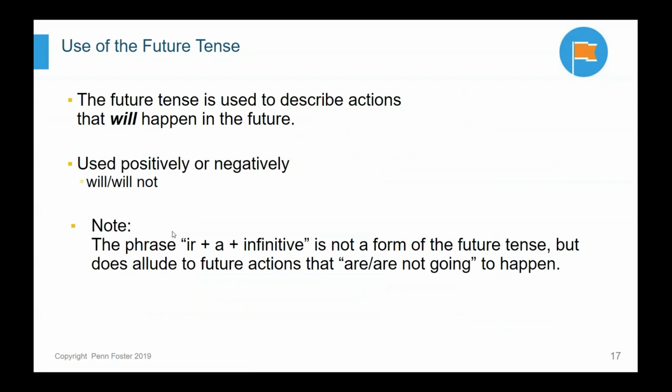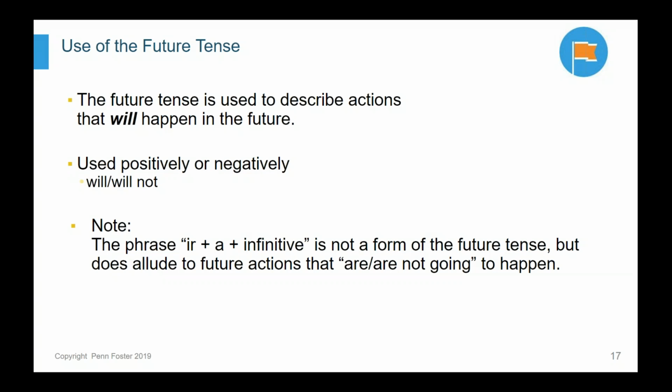So, use of the future tense. Future tense is used to describe actions that will happen in the future. Again, if something is going to happen versus will happen, these are actually different constructions, so refer to that note at the bottom of the slide. When you're using the future tense, will must be part of the translation. It could be used positively or negatively, so will or will not.